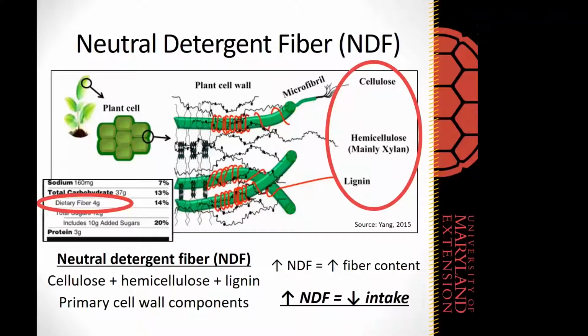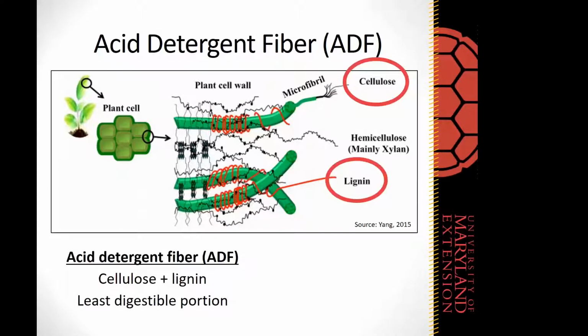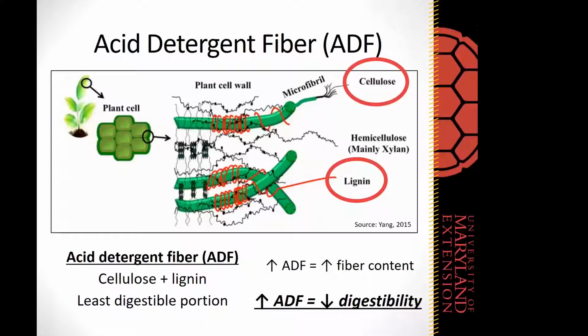If we break that down and go a little bit more in detail, the next level down is acid detergent fiber, or ADF. And this is just the cellulose and lignin. So we've taken the hemicellulose out and we have just the cellulose and lignin components. And this represents the least digestible portion of that plant cell wall. So again, it is associated with fiber. So the more ADF we have, the more fiber we have. But it also has a relationship with digestibility. So the more ADF we have, the less digestible our forage is going to be.